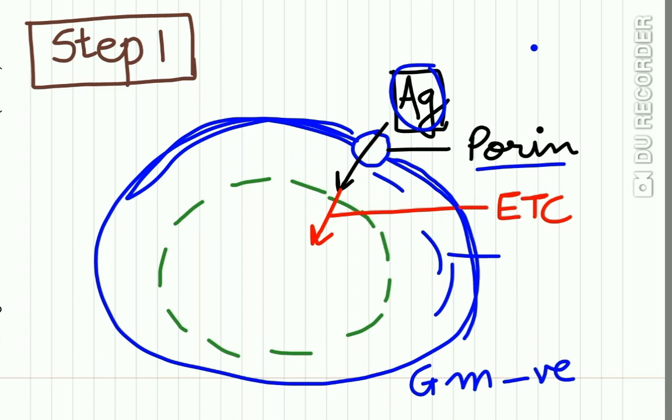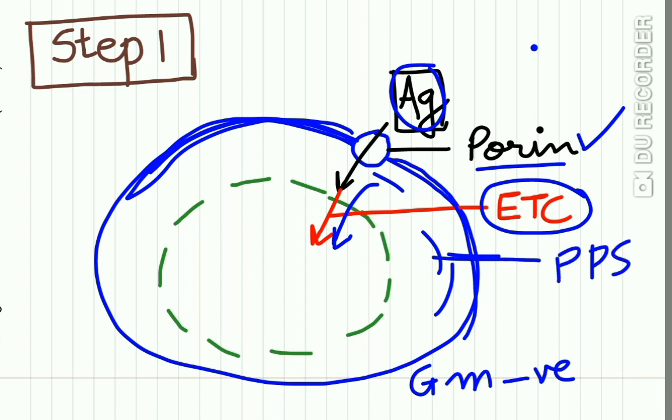Now, from this periplasmic space, the aminoglycoside enters across the cytoplasmic membrane, and this transport is mediated by the electron transport chain. So first the aminoglycoside enters the bacterial cell wall through the porin channel, and then enters the periplasmic space. From this periplasmic space, it enters into the cytoplasmic membrane. This green color is the cytoplasmic membrane. This transport across the cytoplasmic membrane is mediated through the electron transport chain.